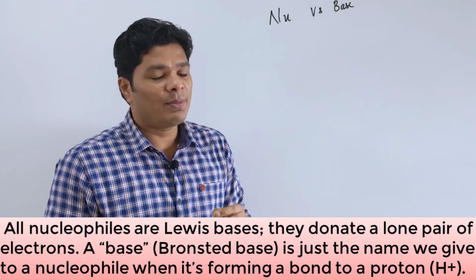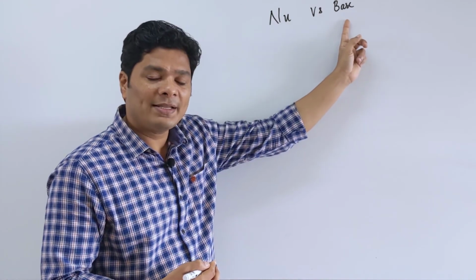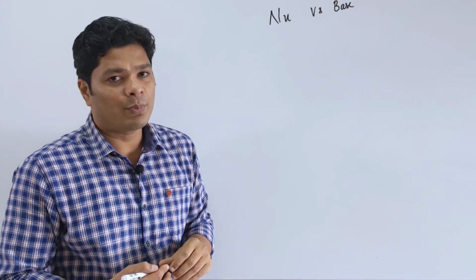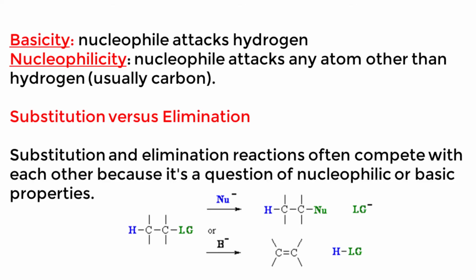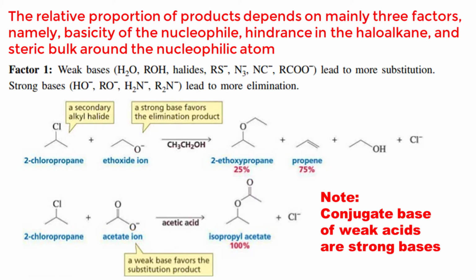But the reality is actually much more complicated. In a given reaction, a given nucleophile will behave partly as a base, and hence you give different side products. Here is a basic outline of what you need to know between a given nucleophile behaving as a base versus a nucleophile. The relative proportion of products will depend on three factors, and I have outlined the factors. Basically, it will depend on the basicity of the nucleophile.